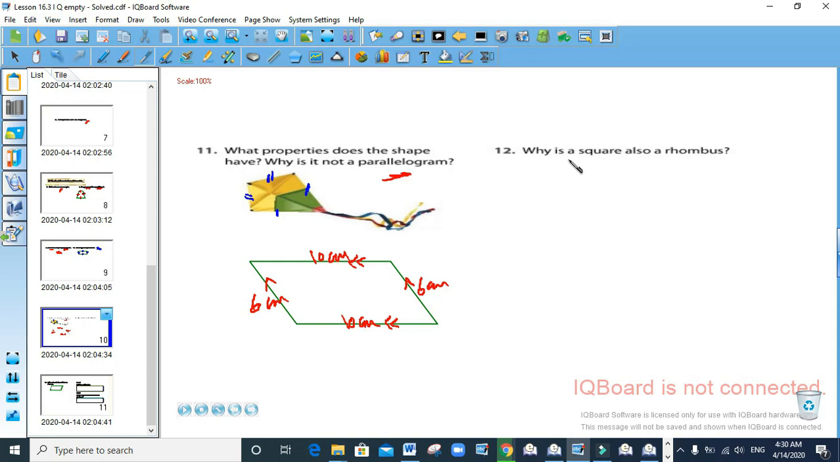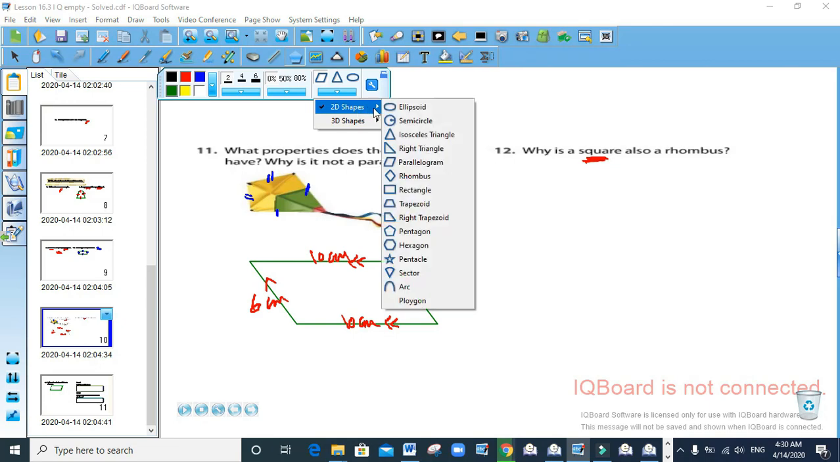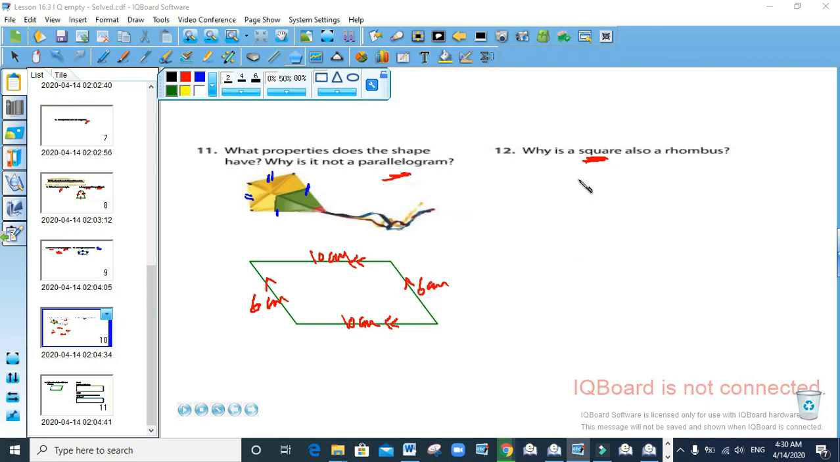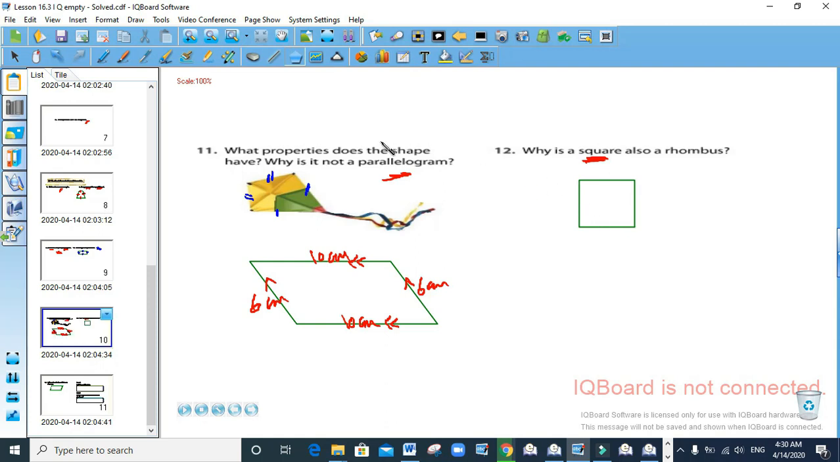Why is a square also a rhombus? Because it's a lucky one. We know the square, let's draw a square here. Let's try to make these equal sides. Yeah, it's going to be a square. So this is the lucky one. It has 4 equal sides. Since this is a square and it has 4 equal sides, we can name it a rhombus. So why can the square be a rhombus? Because it has 4 equal sides.